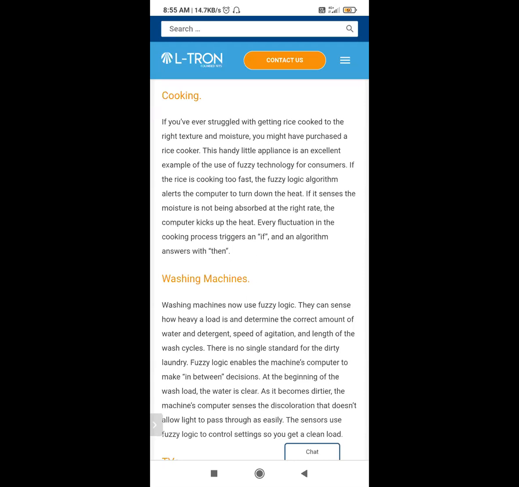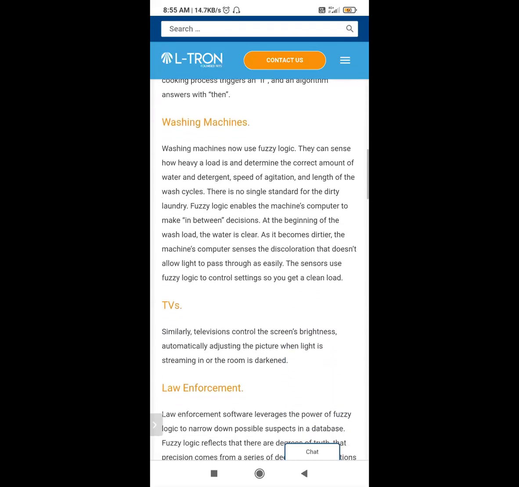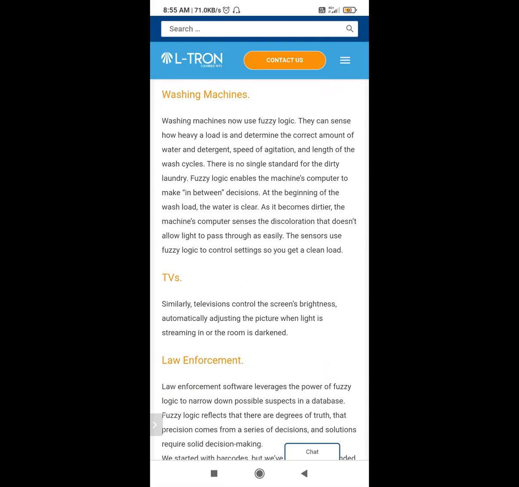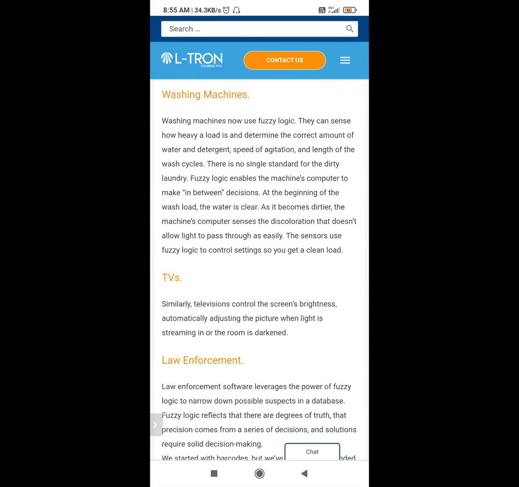Next example is the washing machine. Washing machines also use fuzzy logic. They can sense how heavy a load is and determine the correct amount of water and detergent, speed of agitation, and length of the wash cycles. All these will be kept in the washing machine.